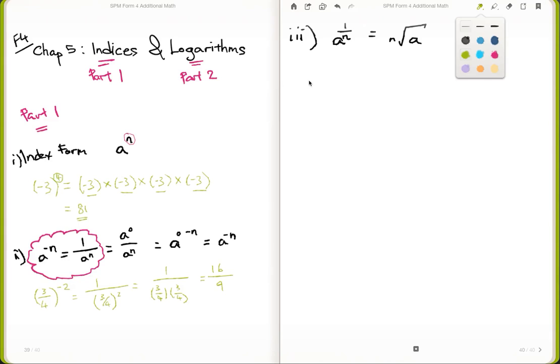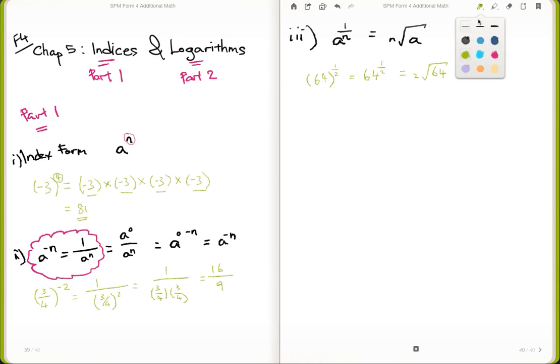Let's take a number, say 64 to the power of a half. That's basically the square root of 64, and the answer would be 8. This is a very simple concept. When it's 1 over 2, it's the square root. If it's 1 over 3, it's the cube root.